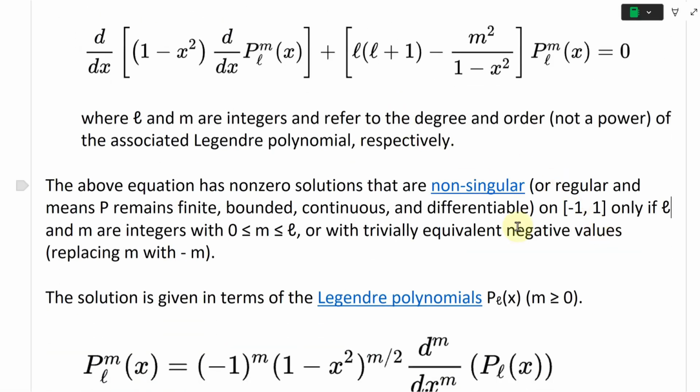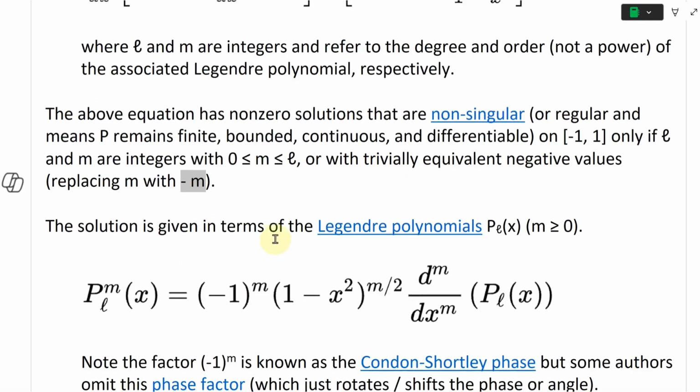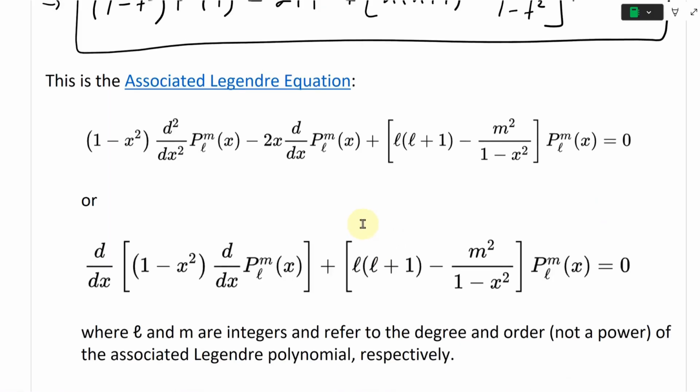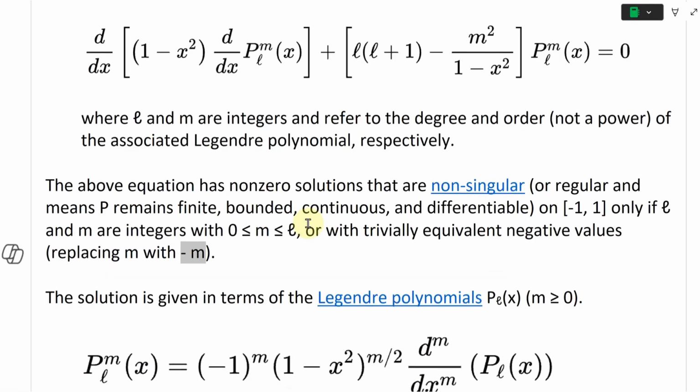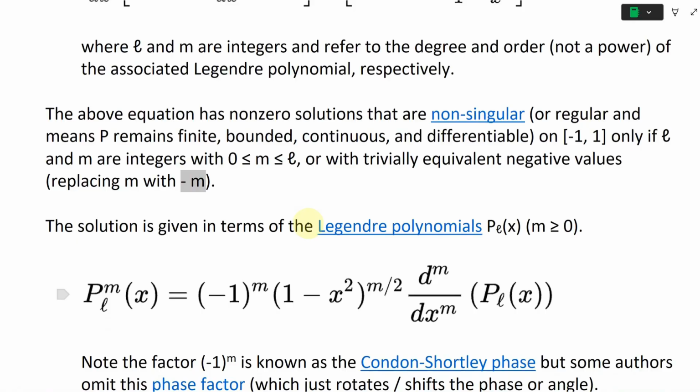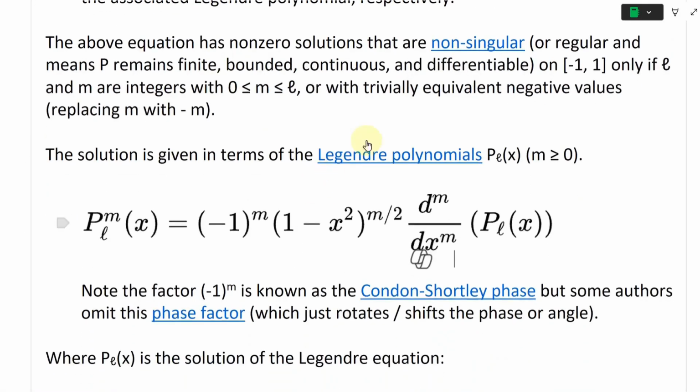But anyways, for the Wikipedia, they typically all use L, but again, it's hard to write like that. Anyways, L and m are integers where m is less than or equal to L, and m is greater than or equal to 0, or trivially equivalent negative values, replacing m with negative m. So it'd be the same thing, but you could replace it with negative m. The solution is given in terms of the Legendre polynomials PL of x. So this is the associated Legendre equation, and the solution is given in terms of the normal Legendre polynomials. It's beyond the scope of this video.